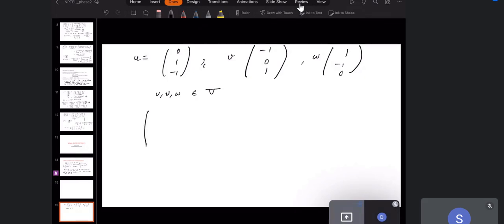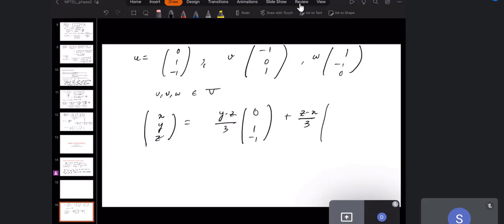So we can write (x, y, z) as a linear combination of these vectors. By solving, you can just see: (x, y, z) is equal to y minus z over 3 times (0, 1, -1), plus z minus x over 3 times (-1, 0, 1), plus x minus y over 3 times (1, -1, 0). If you add these, you get this. So any vector (x, y, z) can be written as a linear combination of these triples. For this three-dimensional vector space, these form the basis. Basis means that any linear combination of this basis gives you any other vector which belongs to that vector space.